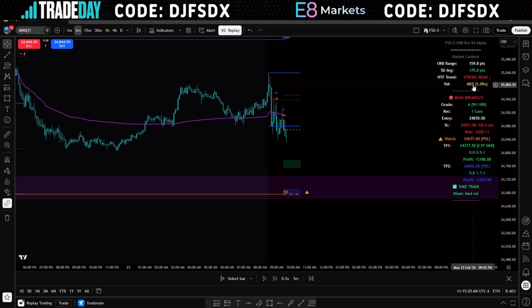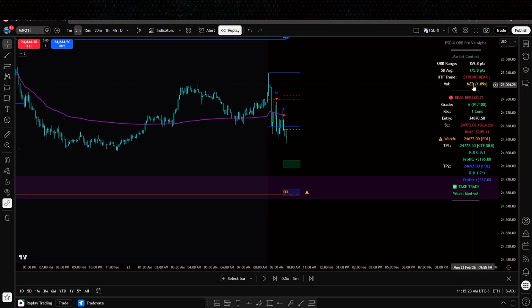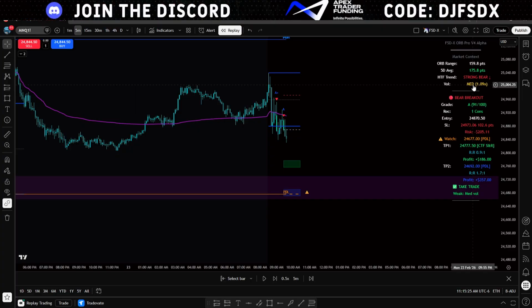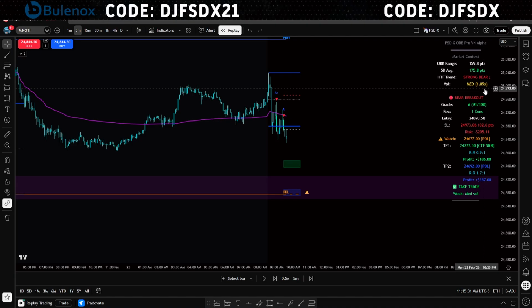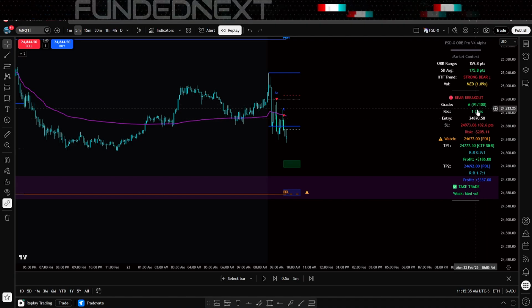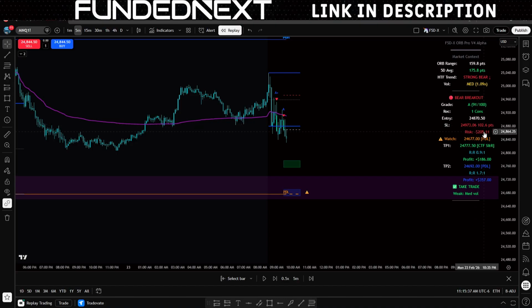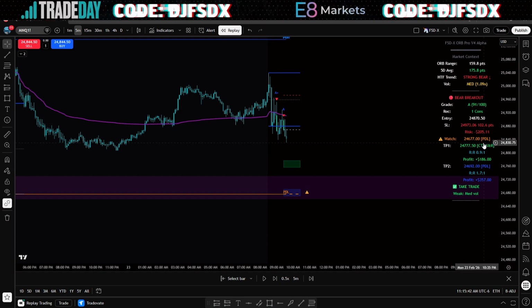And then we have the volume. So it has low, medium, and high depending on where it is, and then it'll have the times of how strong the volume is, so it's not just saying medium, low, or high. And then you have the contracts, the grade, the SL, and then you get the points, the risk, watch level, whatever that is, and it'll tell you, okay, it's previous day low. And you have TP1, TP2.